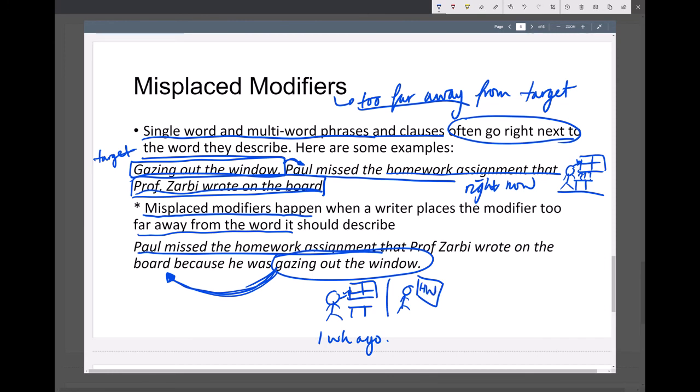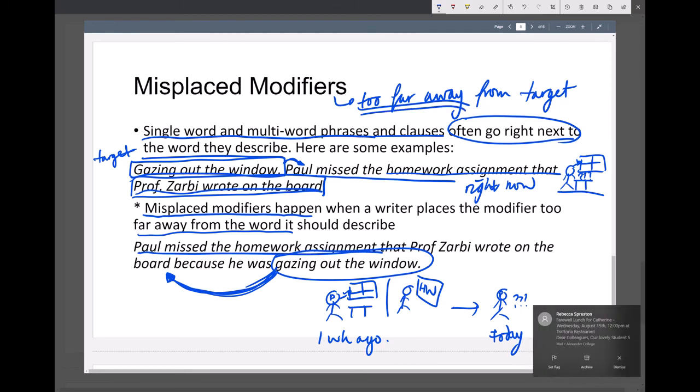So now Paul, well, he's got nothing to hand in. So why? Because he missed his homework because he was gazing out the window. So again, if you have a modifier that is too far away from the target and it's not logical, then the meaning of the sentence would be different.